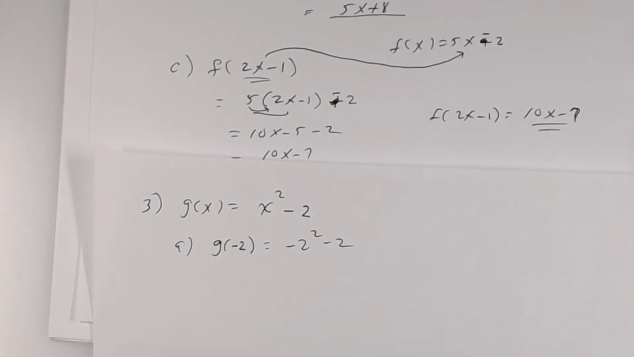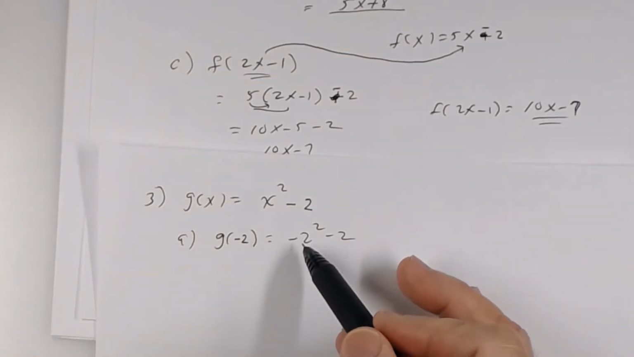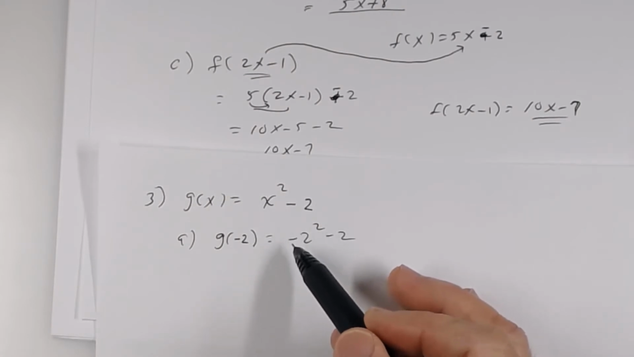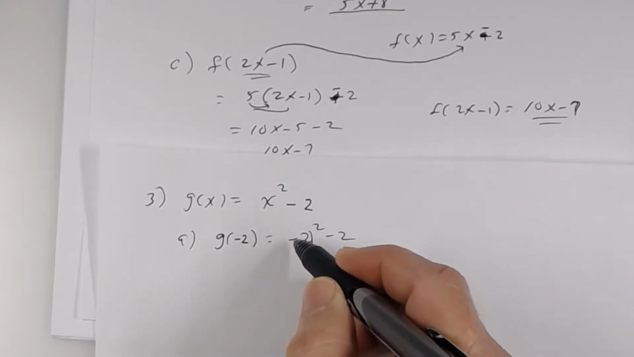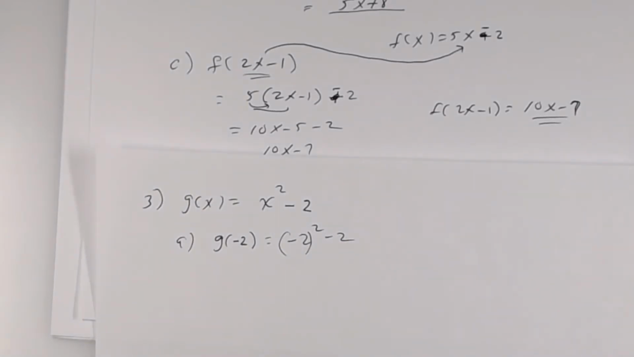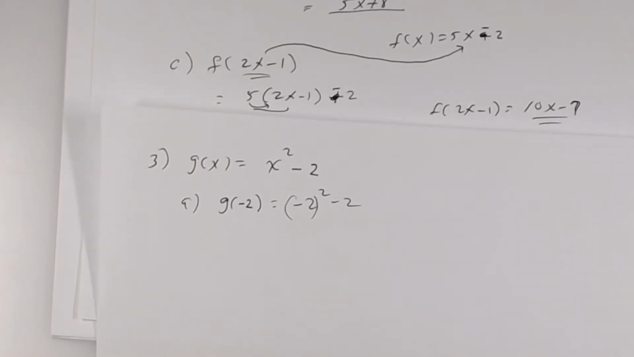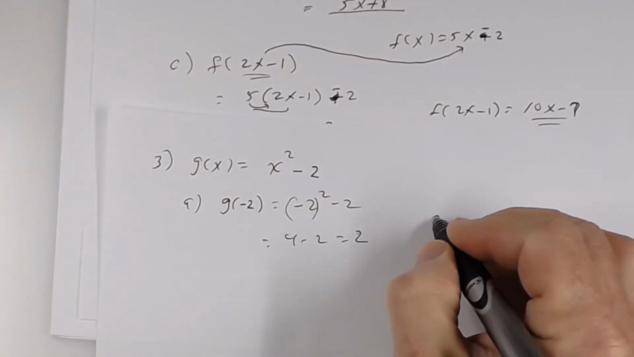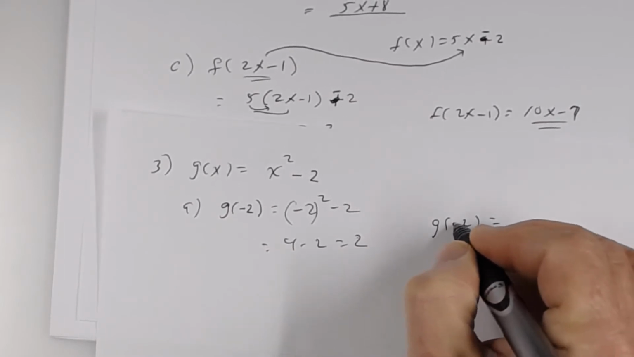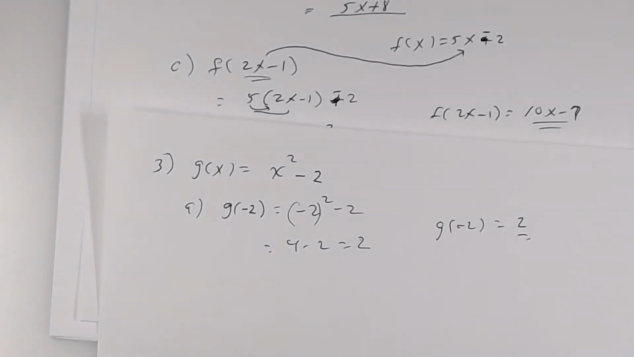Because if you write like that, mathematically this means negative 4. But that's not negative 4. That's supposed to be a positive 4. So you need what here? Parentheses. So what's negative 2 squared? 4. 4 minus 2 is 2. So g of negative 2 is 2.